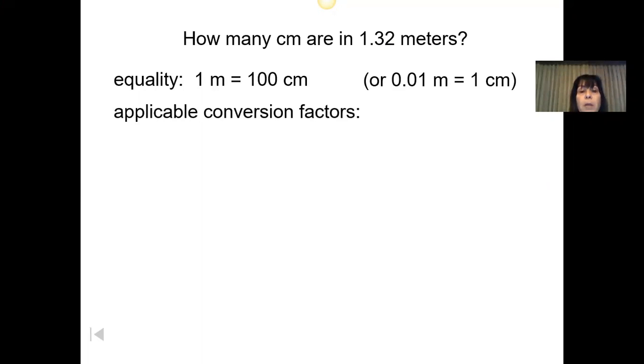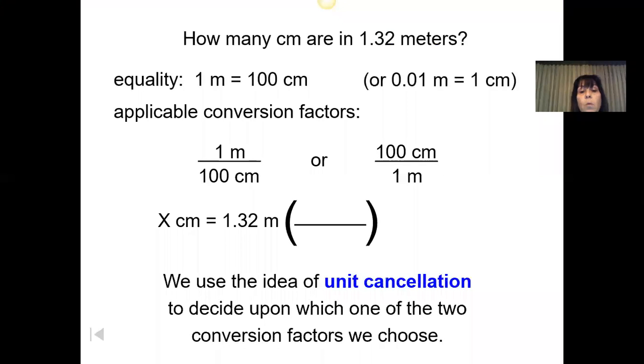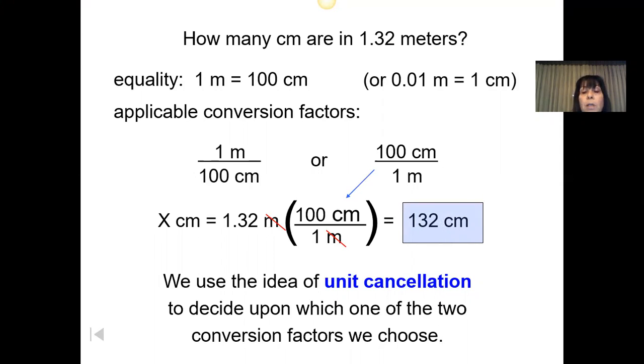So my two possible conversion factors, I can either use 1 meter over 100 centimeters, or I can use 100 centimeters over a meter. So if I'm starting with x is 1.32 meters, I would like to get the meters to cancel out, which means my conversion factor is going to be the one that has the meters in the denominator. So I'm going to take the 100 centimeters over 1 meter, cancel out the meters, and again, to get my answer, I will then multiply the two numerators together. So I will multiply 1.32 times the 100 and get 132 centimeters for the answer.